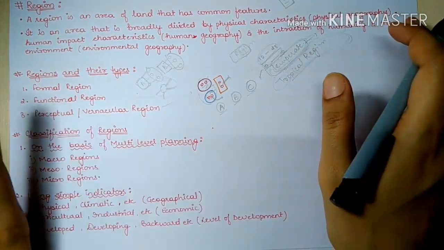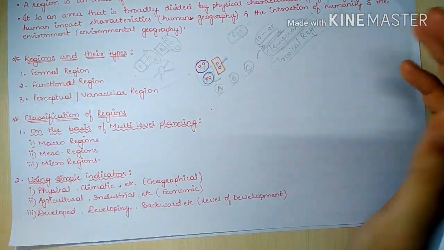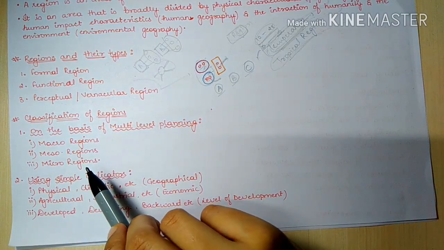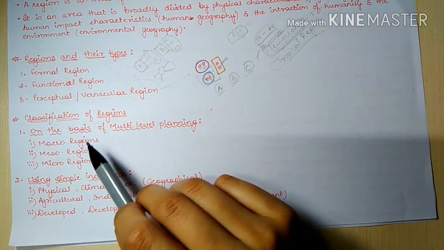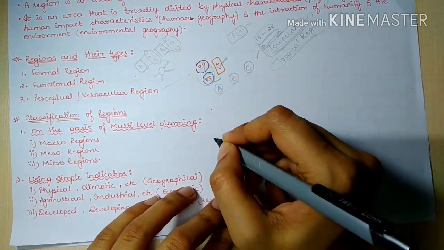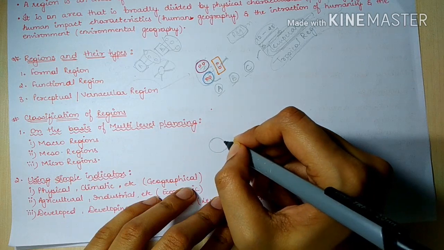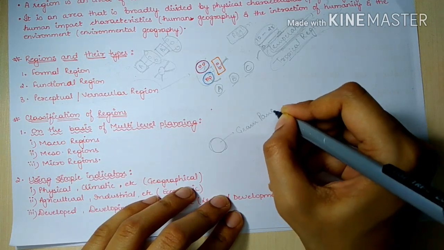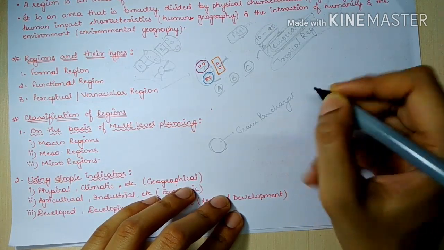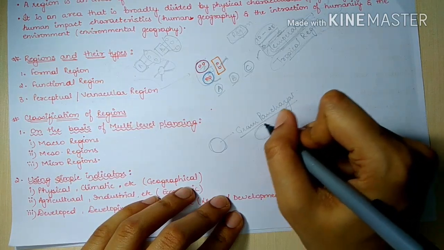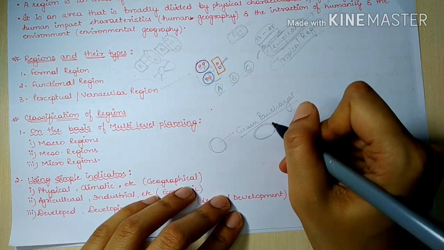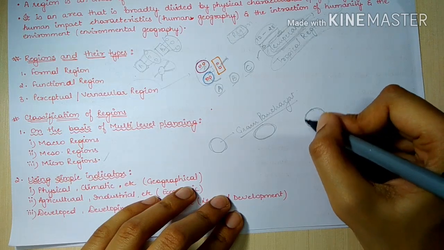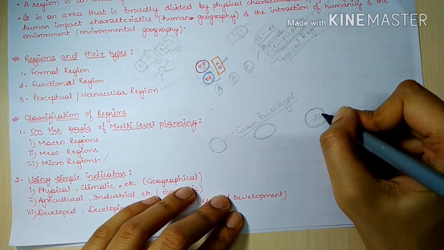Now classification of region. Classification of a region can be done in various ways. First is on the basis of multi-level planning. On this basis, we can classify a region as a micro region, meso region, or macro region. A micro region is the smallest unit of planning. Like in India, we have the gram panchayat, which is involved in planning of its village area. That is why a village is a micro area, and planning done in a village will be micro planning.